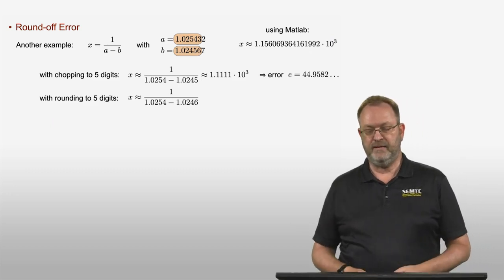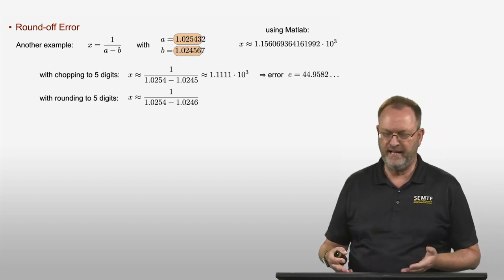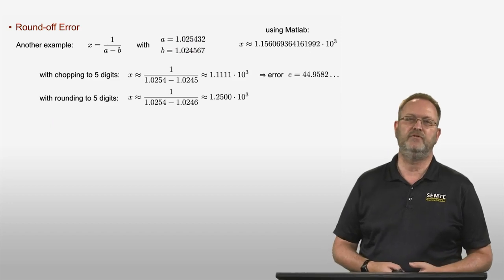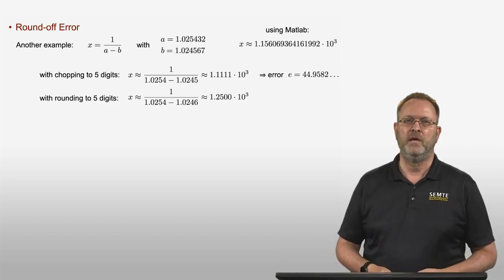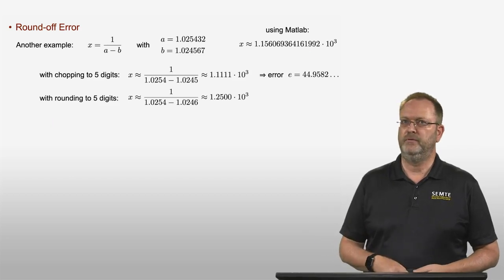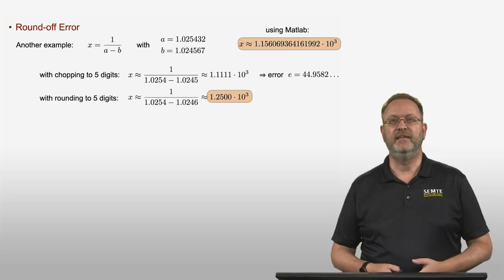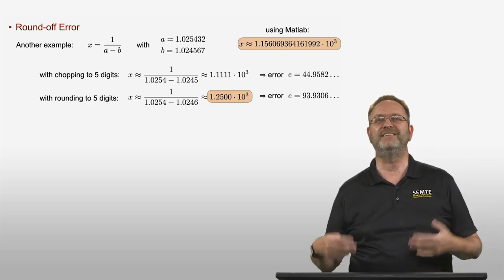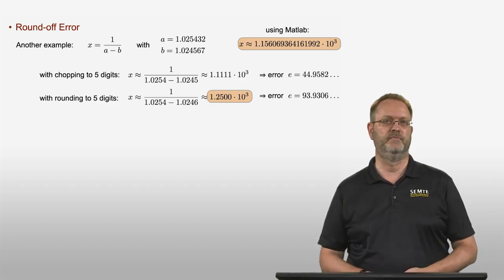Now let's type these numbers into a calculator or MATLAB, and we find that the value of x would be 1.25 times 10 to the power 3, so 1,250. And if we use our MATLAB value and calculate the error, then in this case for rounding, the error is actually 93.93 and so on. So it is larger than the error that we had when we were chopping the numbers.